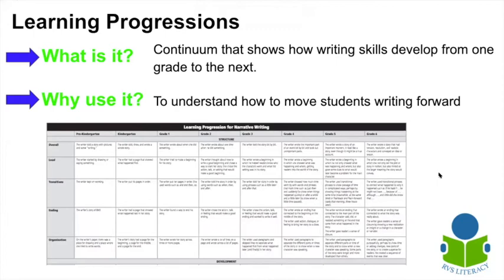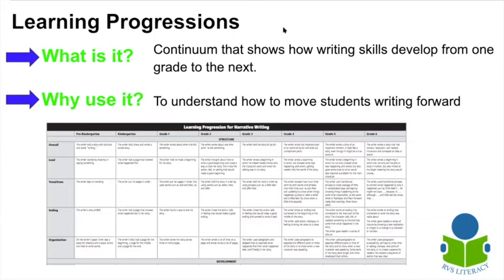Okay, so we've talked about the on-demand and we've talked about the student self-assessment checklists. The final thing we'll talk about today is the learning progressions. The learning progressions are genre specific or unit specific, and essentially it's a continuum that shows how writing skills develop from one grade to the next. The idea here is to understand how writing develops, but also how you can move students forward in their writing.